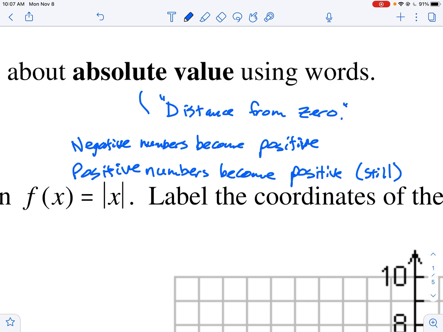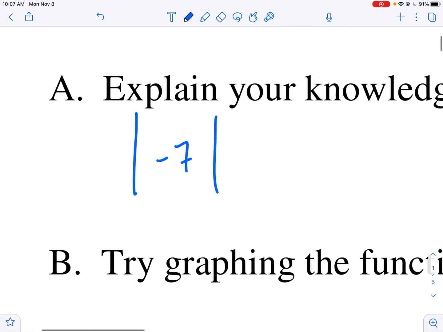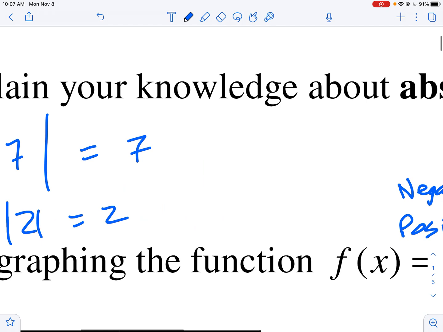Everything just becomes positive. So the absolute value of negative 7 is 7. The absolute value of 2 is 2. If you want the absolute value of x minus 3, you get a few options, but we're not going to deal with that right now. Just focus on negatives becoming positive, and positives staying positive.